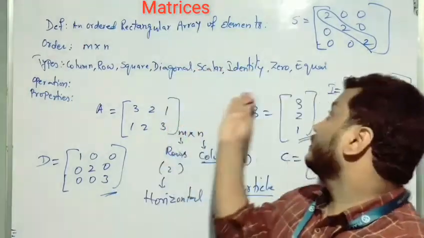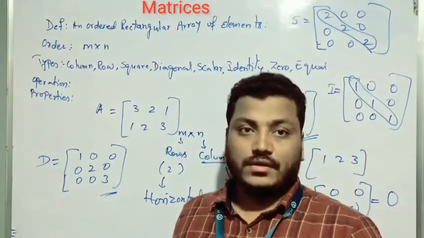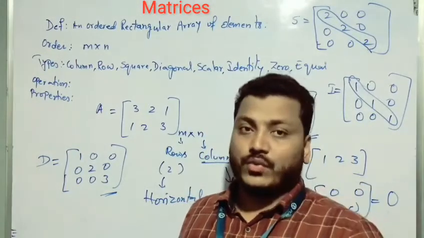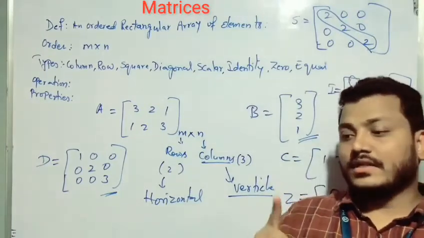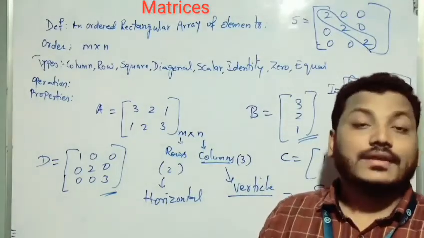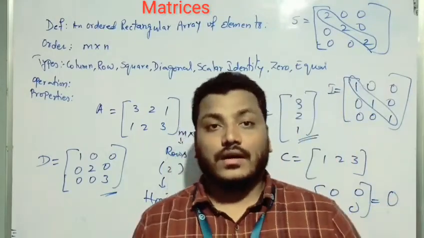It's a zero matrix. What is an equal matrix? An equal matrix has the same order, meaning m by n must be equal, like 3 by 3, and two conditions are there. One condition is that the order must be the same. Second is that corresponding elements must be equal. Then it is known as an equal matrix.